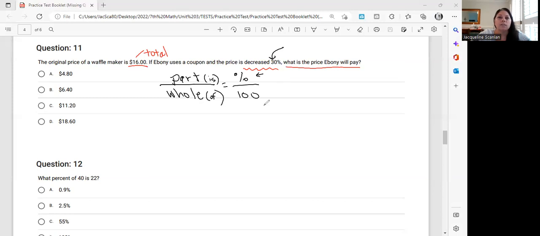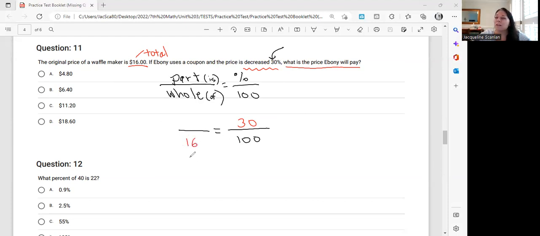All right, so I'm going to rewrite this as a fraction is equal to something over 100. This is the setup that you want to start with. I'm going to put my 30 on top of 100 because that's 30%. And then I have to figure out, is 16 part of it or is 16 whole, all of it? The original price of the waffle maker is $16. That's the total amount of the waffle maker. So that's my whole, so I'm going to put 16 down here.